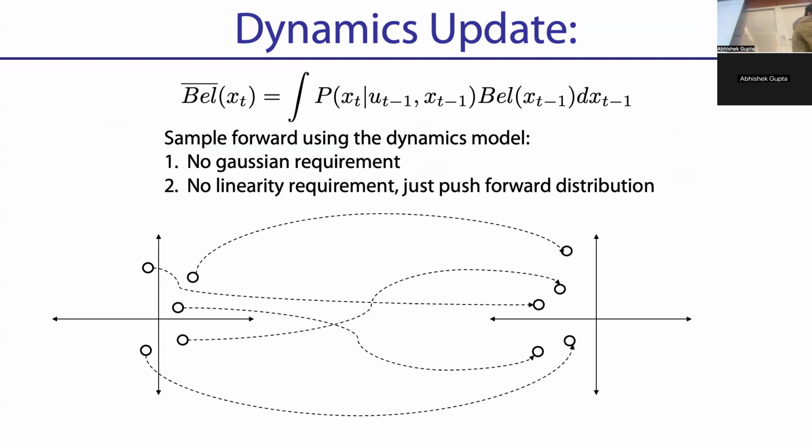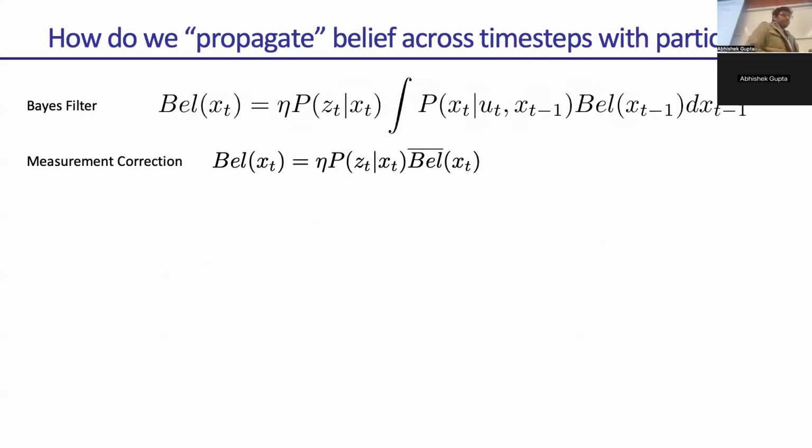But maybe the operative fact that we should take away from this is just to move the particle forward. Take every particle, stick it into your dynamics model, that car model we had, push it forward. It'll give you a new proposed position for the car. That list of new positions is your dynamics update. That's it. Okay.